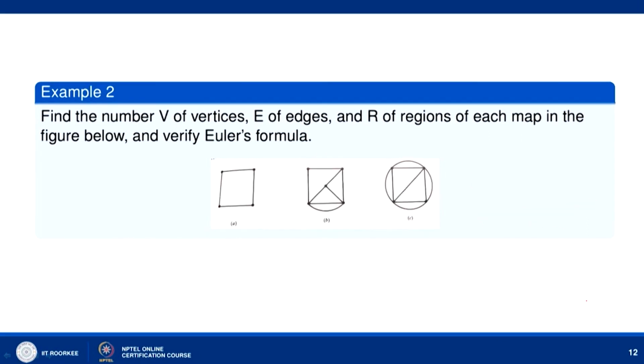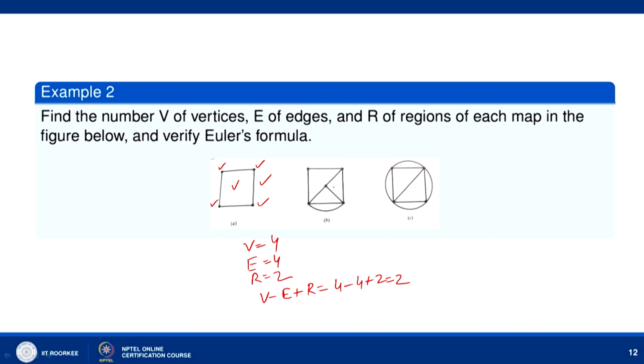Find the number V of vertices, E of edges, R of regions of each map in the figure below and verify Euler's formula. For example, this one here we have 4 vertices. So, V equals 4, E equals 4 because there are 4 edges. Regions are 2, 1 here, 1 outside. So, R equals 2. We have 4 vertices, 4 edges and 2 regions. So, V minus E plus R is 4 minus 4 plus 2 equals 2.